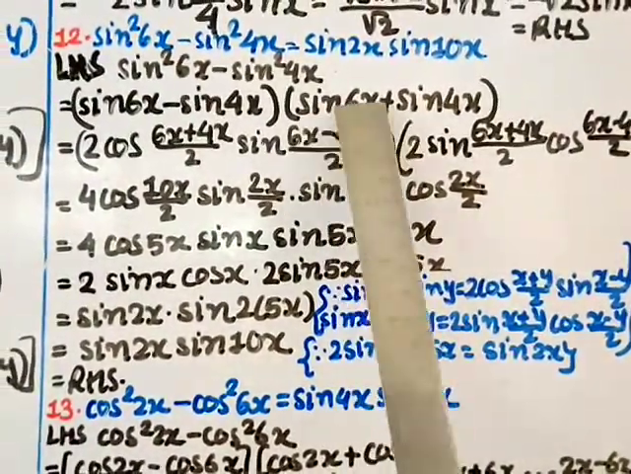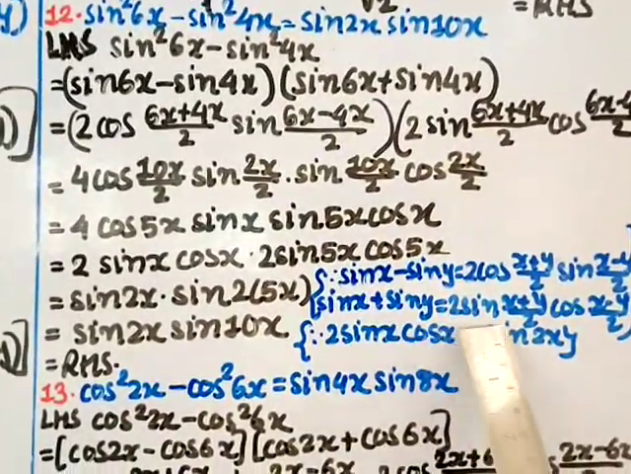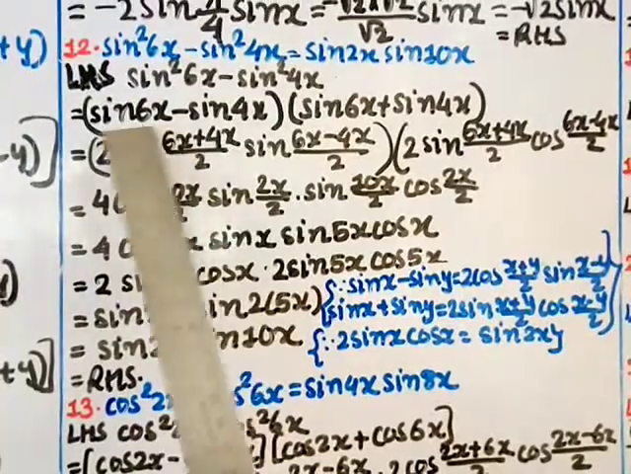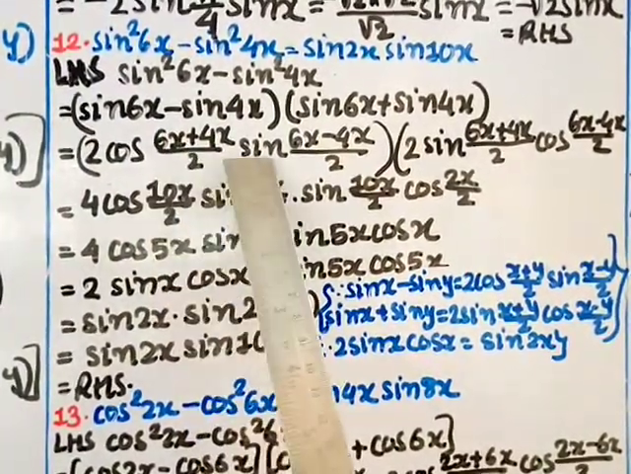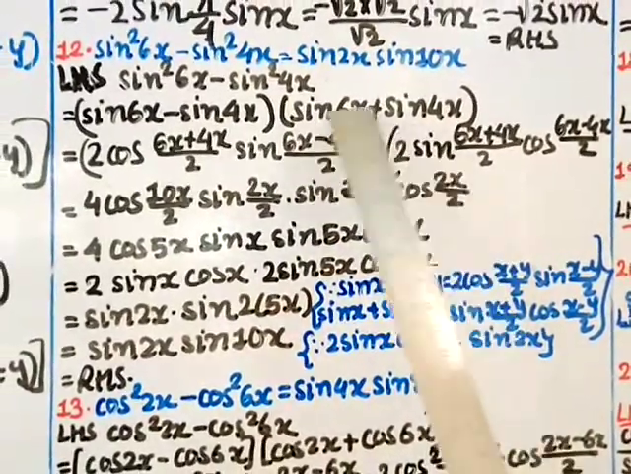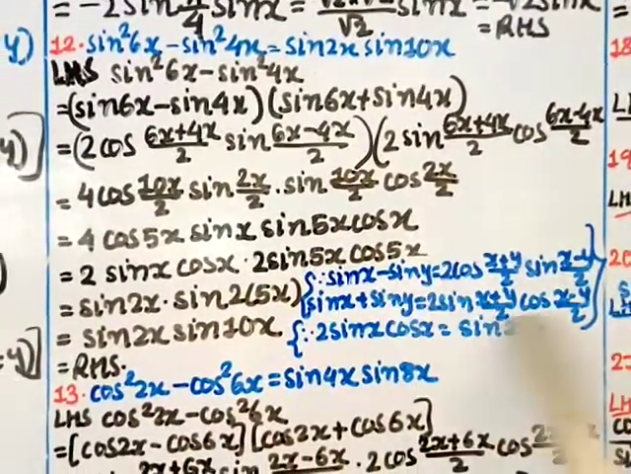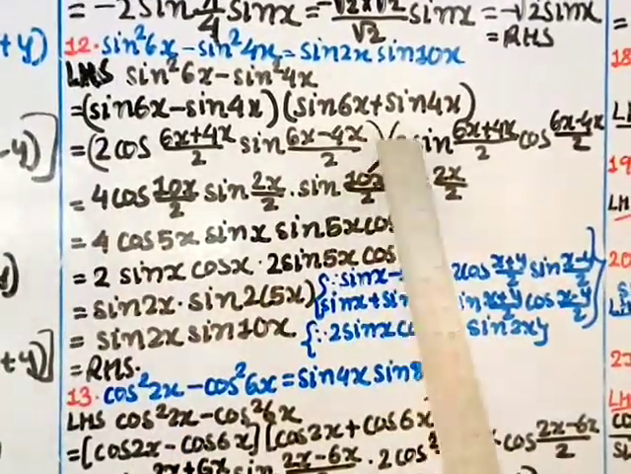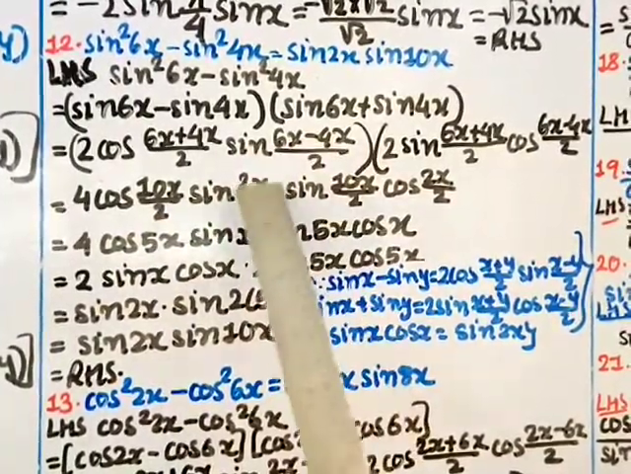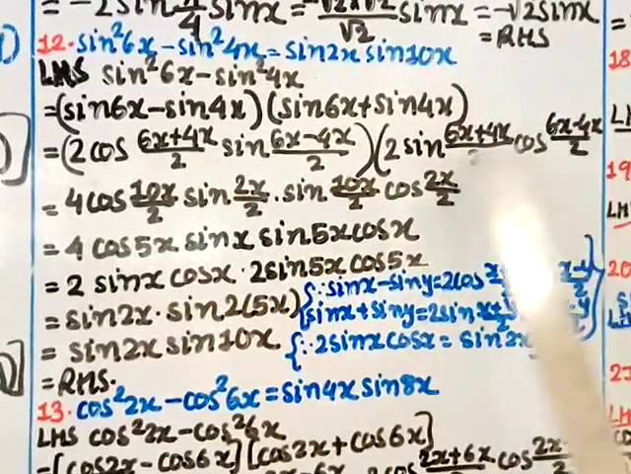And for this one, sine x plus sine y. Okay, so this formula, because this is like sine plus sine. Formula is 2 sine (x plus y)/2 cos (x minus y)/2. Okay, so directly I will use here 2 cos (6x plus 4x)/2 into sine (6x minus 4x)/2 into, for this, 2 sine (6x plus 4x)/2 into cos (6x minus 4x)/2. Okay, I am using this identity I have written here. Here 2 into 2 is 4, cos 6 plus 4 is 10x by 2, sine 6 minus 4 is 2x by 2, sine 6 plus 4 is 10x by 2, cos 6 minus 4 is 2x by 2.